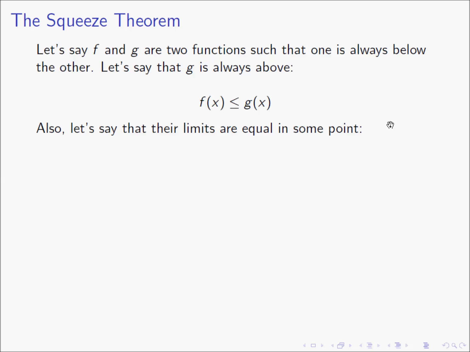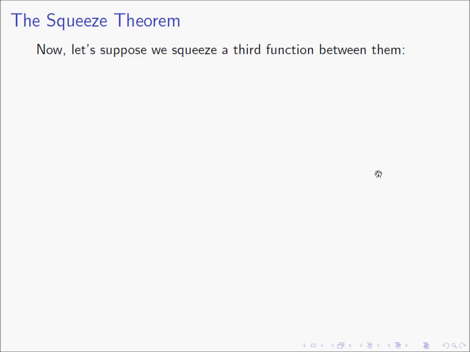and we're also going to say that their limits are equal in some point. That is, the limit of f as x approaches a equals the limit of g as x approaches a, and we're going to call that limit L. So let's see how that looks.